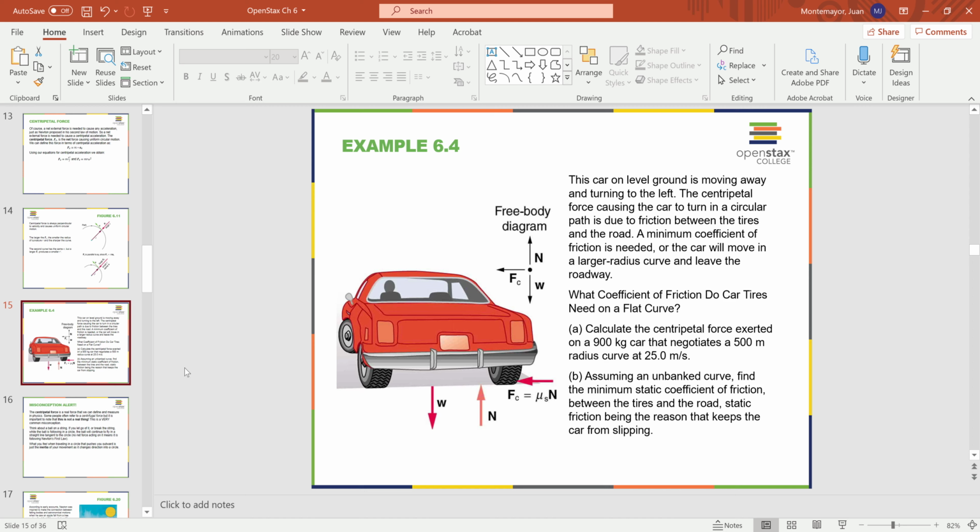Calculate the centripetal force exerted on a 900 kilogram car that negotiates a 500 meter radius curve at 25 meters a second. So 900 kilograms, that's our mass. 500 meters, that's our radius. 25 meters per second, that is our velocity. Assuming an unbanked curve, find the minimum static coefficient of friction between the tires and the road, static friction being the reason that keeps the car from slipping.